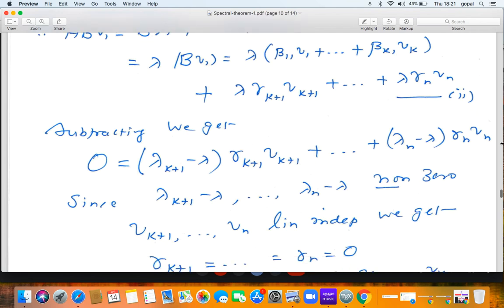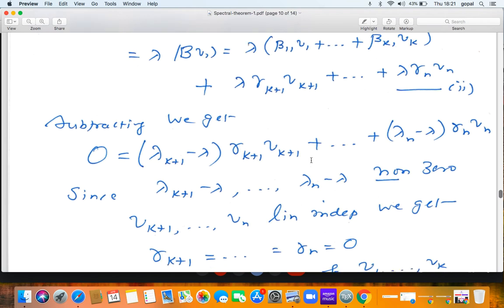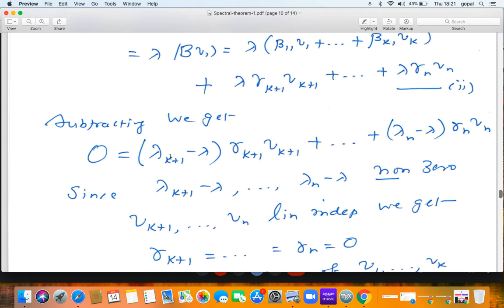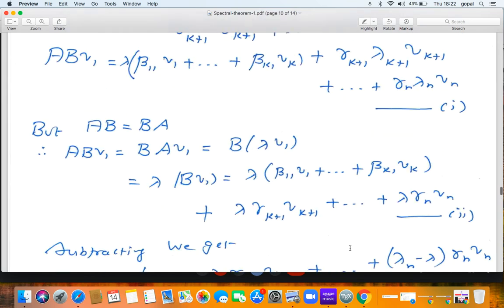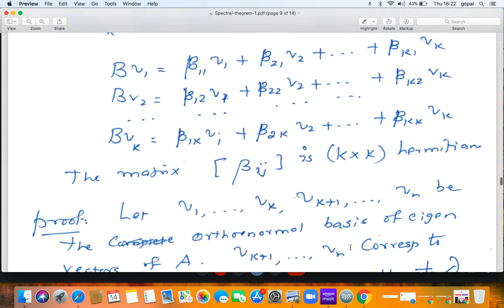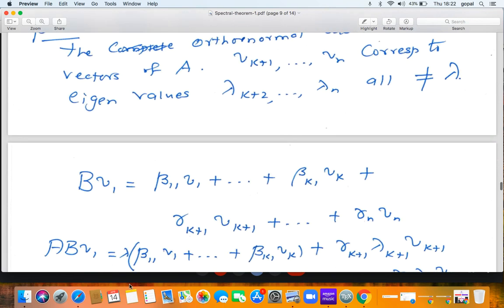And the vectors are orthonormal, so every coefficient must be 0, but the differences of these lambdas are not 0. So compulsorily the gammas must be 0. Gamma k plus 1, gamma k plus 2, ..., gamma n must be 0. And we have proved that the gammas are not there.